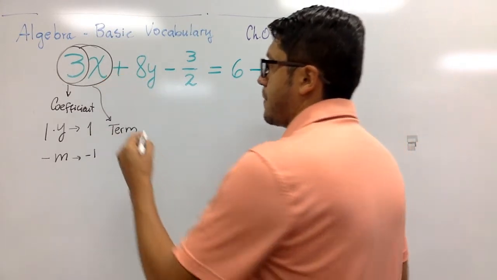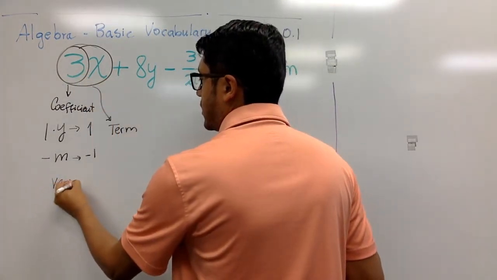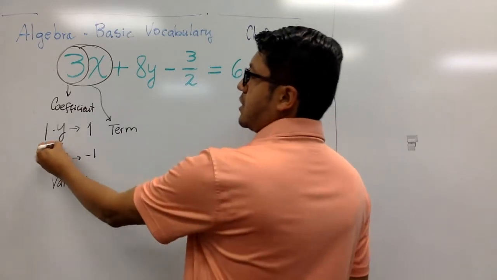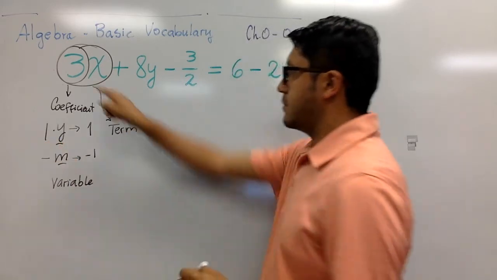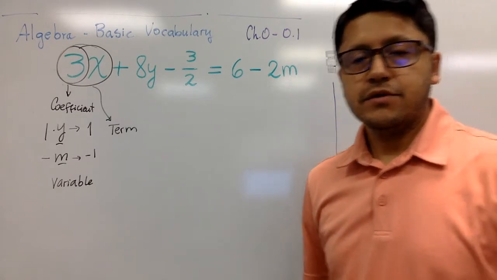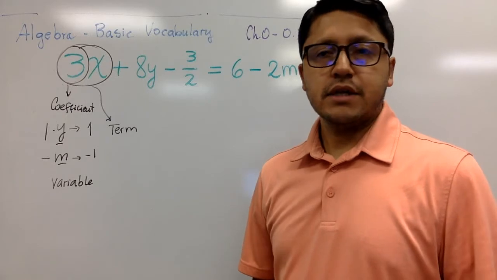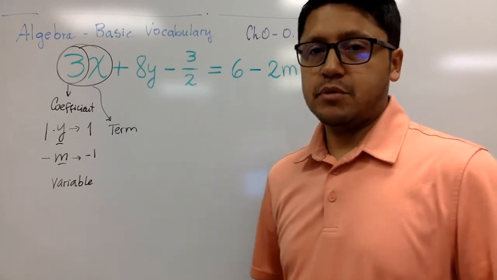This is called the variable, okay? A variable, just like y or m or x, y, m, okay? These are variables, all right? It's a symbol for a number. We don't know that number yet. It just represents any number.